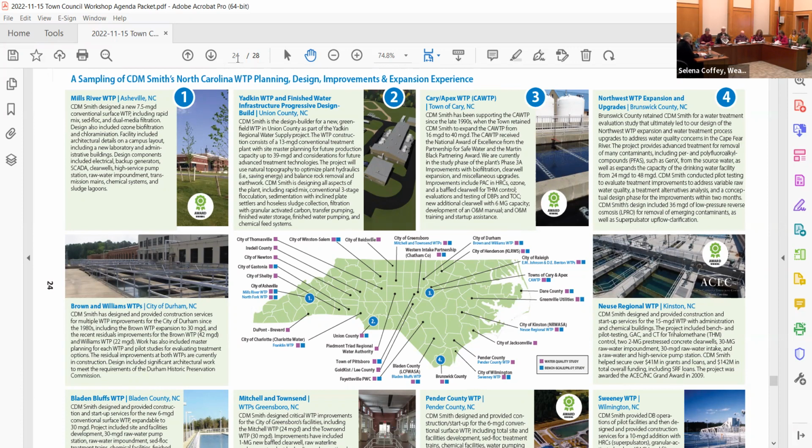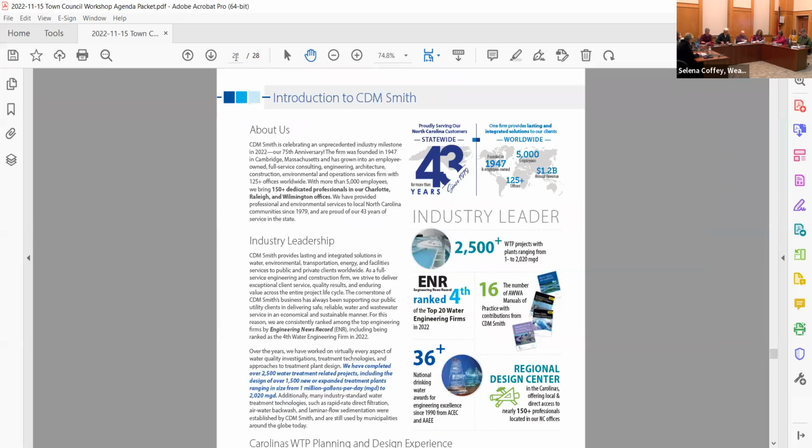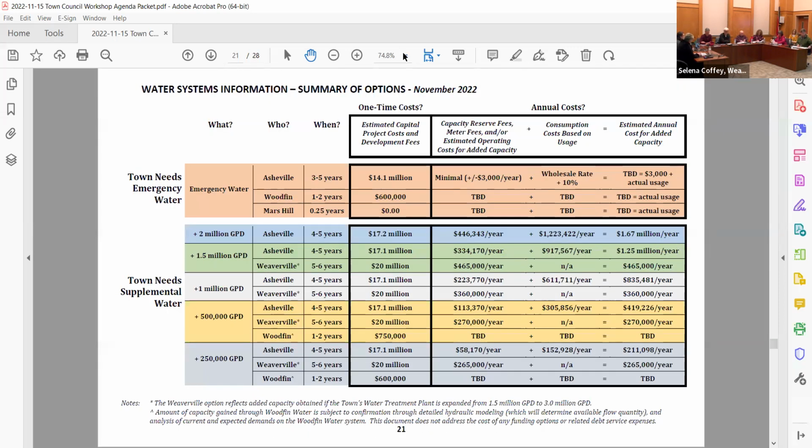So looking at packet item 21, that gives you a quick view of what these various options would cost and related information. If I could just make a couple very brief comments on this page. There are the one-time costs that are the capital expenditures that will need to be made for these various options. But there is also that annual cost that you have to consider.